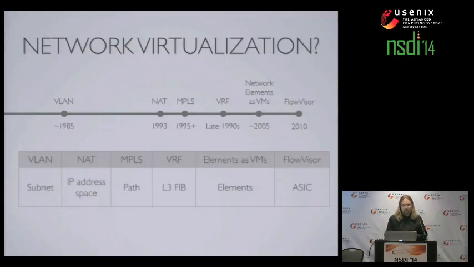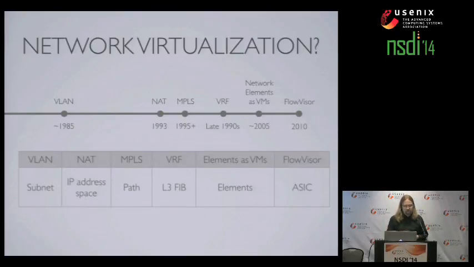With MPLS, we can virtualize paths across your physical network. With VRF, we can have virtual FIBs in your router, and you can even run routers inside VMs if you so wish. And even more recently, the idea of slicing your OpenFlow hardware switch among multiple controllers has been proposed.